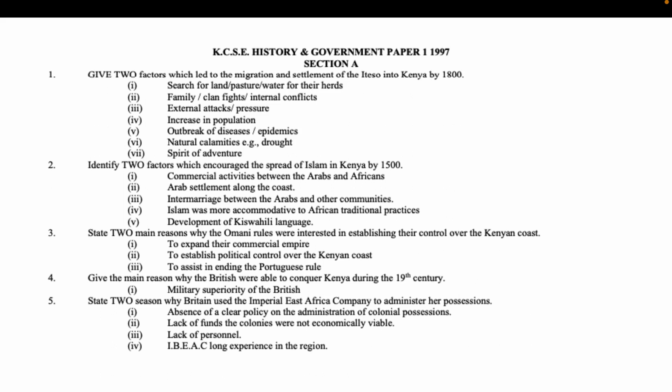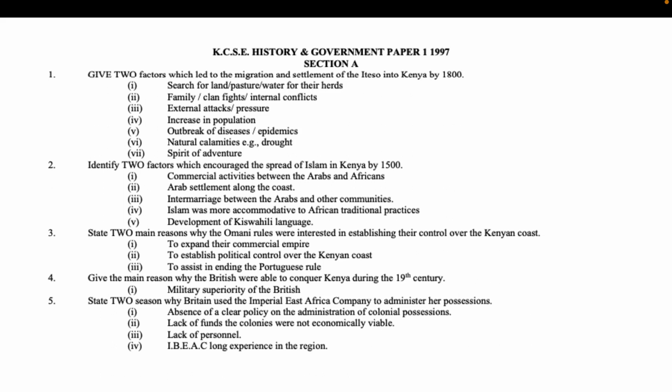III. Intermarriage between the Arabs and other communities. IV. Islam was more accommodative to African traditional practices. V. Development of Kiswahili language. 3. State 2 main reasons why the Omani rulers were interested in establishing their control over the Kenyan coast. I. To expand their commercial empire. II. To establish political control over the Kenyan coast. III. To assist in ending the Portuguese rule.